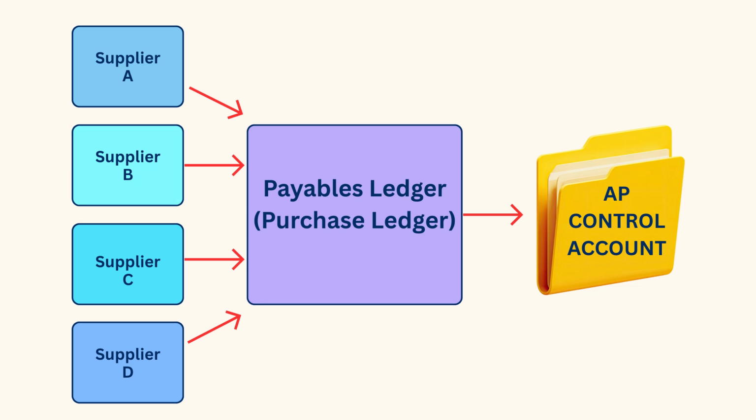The Accounts Payable Control Account is a summary account in the general ledger that shows the total we owe to all suppliers. It is supported by the Payables ledger or purchase ledger, which contains individual accounts for each supplier. The sum of all supplier balances in the ledger must equal the balance in the control account.